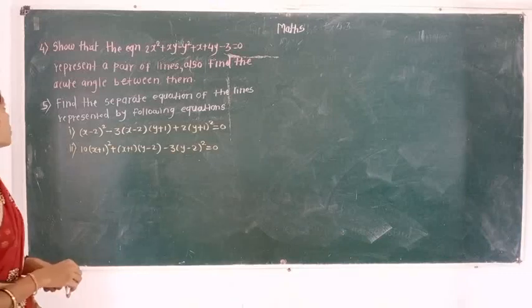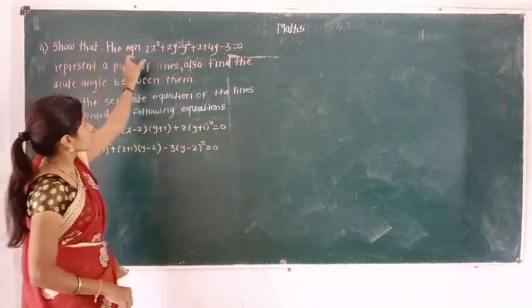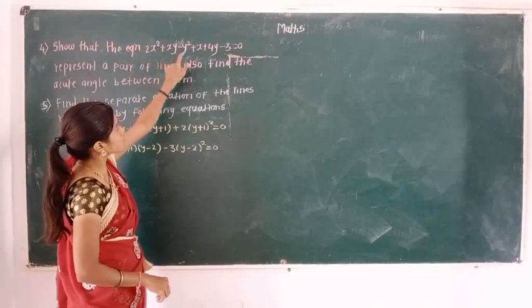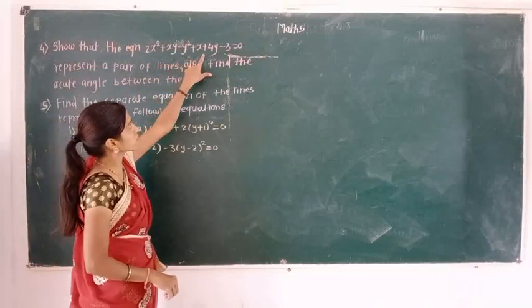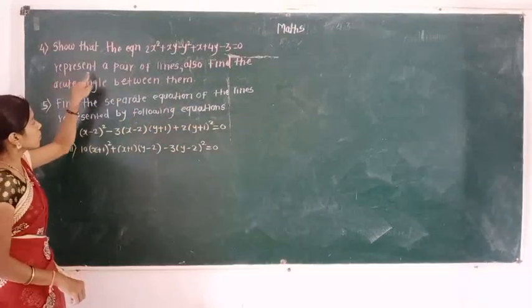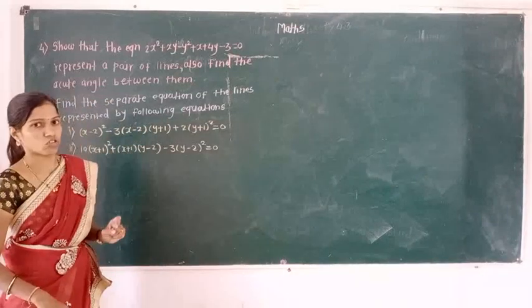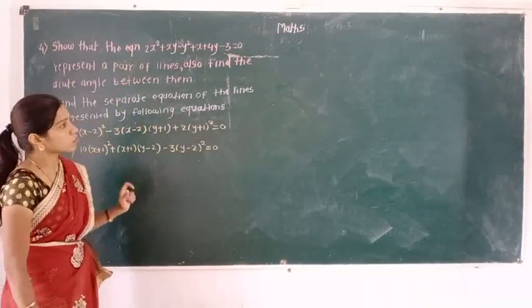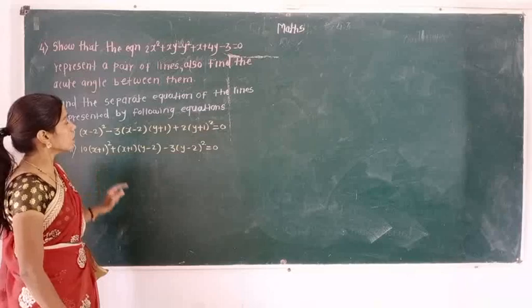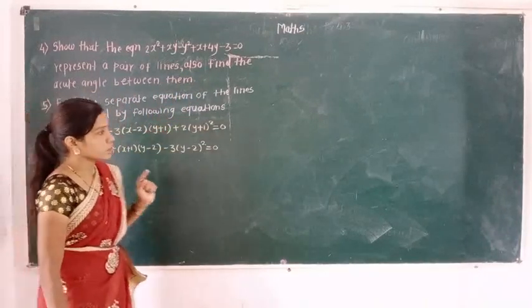Now see, the next example is here. Show that the equation 2x square plus xy minus y square plus x plus 4y minus 3 is equal to 0 represents a pair of lines. And we know the two necessary conditions for the given equation to represent a pair of lines. Now in this example, also find the acute angle between them.